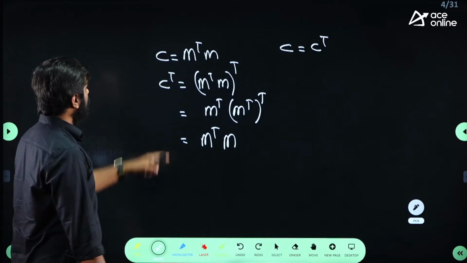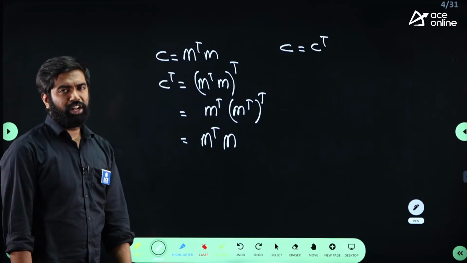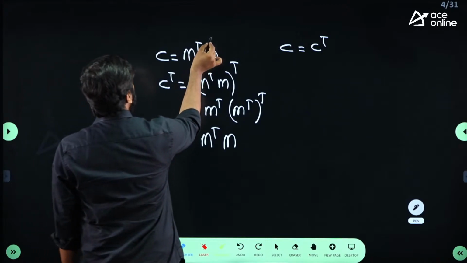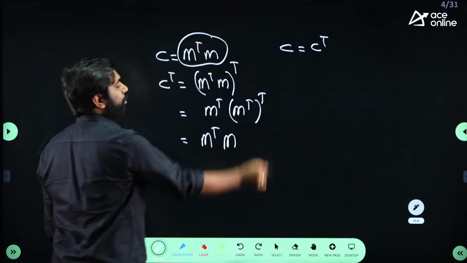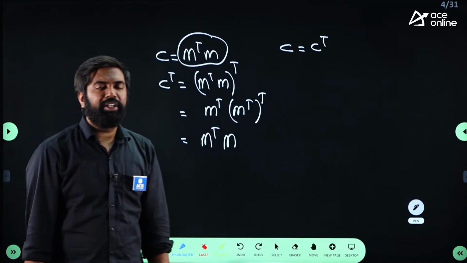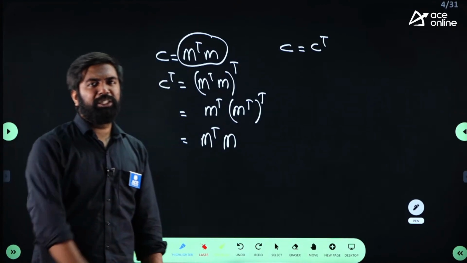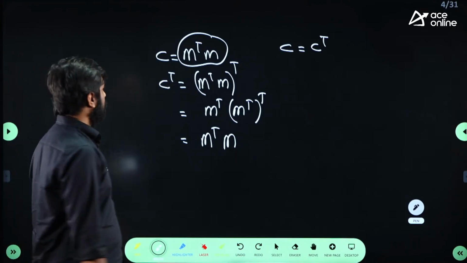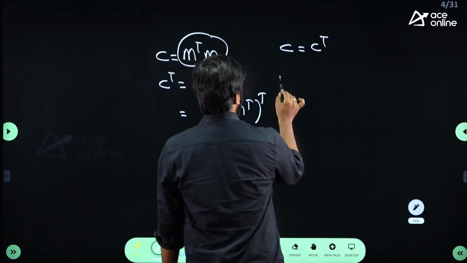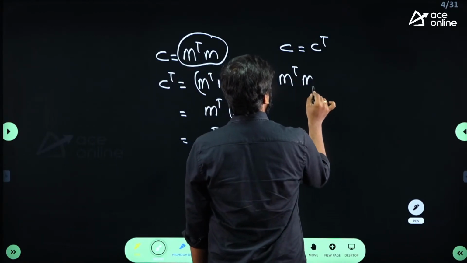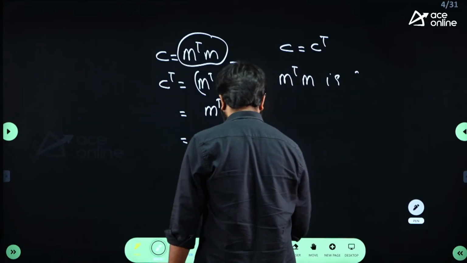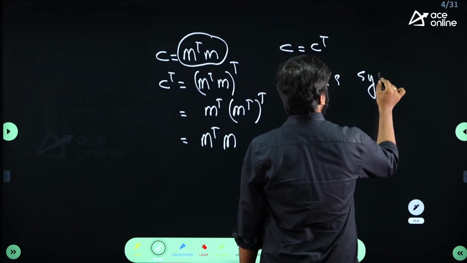So this is the first conclusion. C is equal to what? C transpose, meaning the matrix that you have taken is symmetric. If M is a real matrix, for sure M transpose into M will be symmetric. So let's write like this: M transpose into M is symmetric.